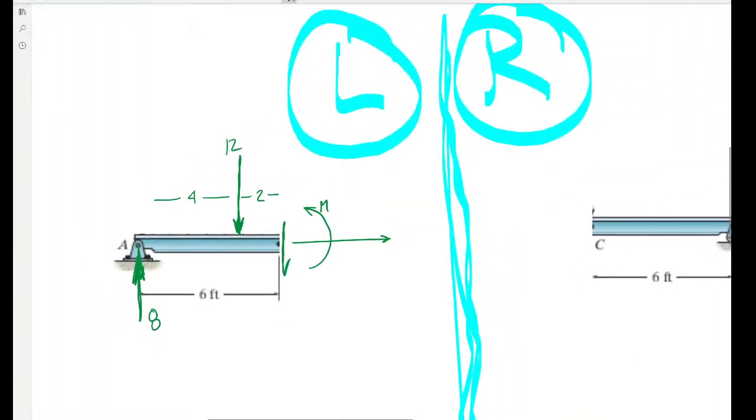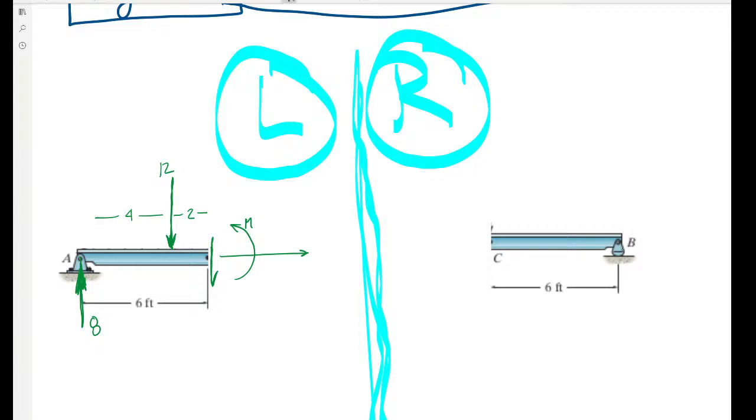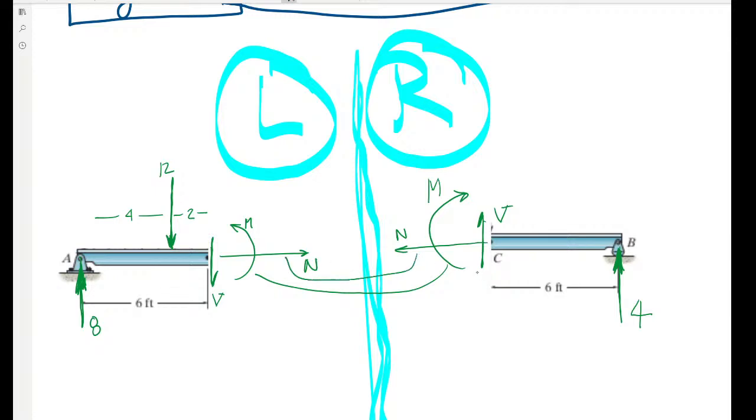Now, I'm going to go over here, and I believe I had a value of 4 over here. Okay, let's put a positive drawing here. Here's my normal. I didn't continue to label this. And then my shear. So you'll notice if I compare the direction of each of these, it's equal and opposite.